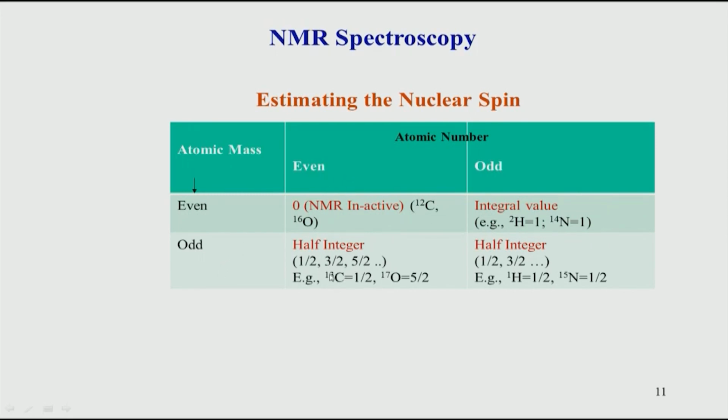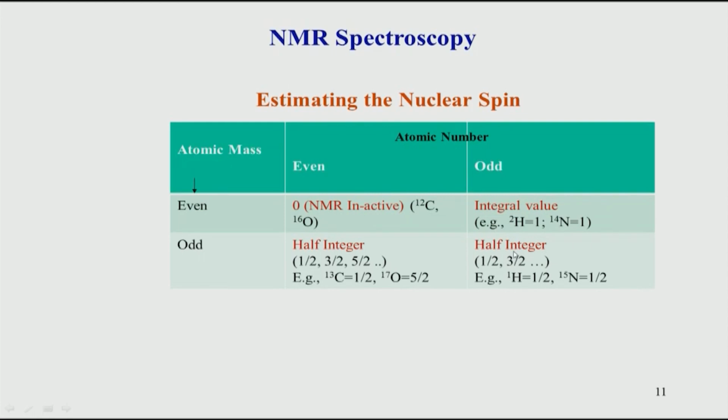Now, let us look at the third case, where you have even atomic number and odd atomic mass. Examples for that are 13C and oxygen 17. 13C is a very popular nucleus for NMR spectroscopy. Here we have 6 protons, that is an even atomic number, but an odd atomic mass. Therefore, the spin is half integer, and it could be 1/2, 3/2, 5/2 and so on. For oxygen 17 it is 5/2, and for carbon 13 it is 1/2. There are various rules by which you can determine the exact value of the spin, but qualitatively, the general idea comes from this table.